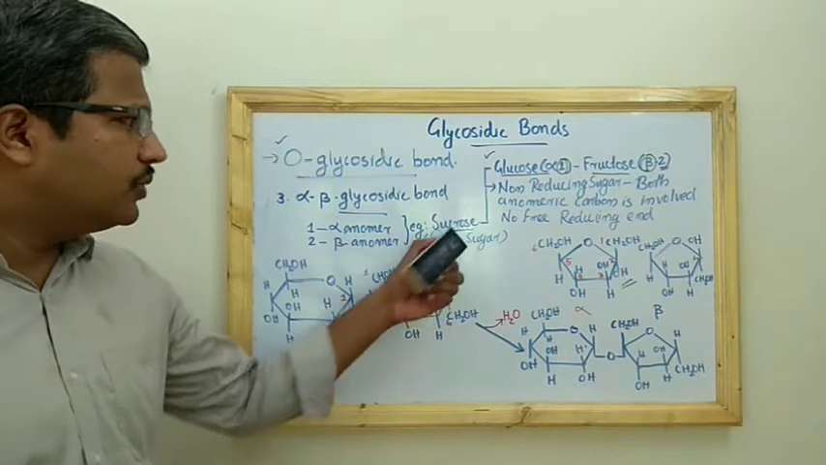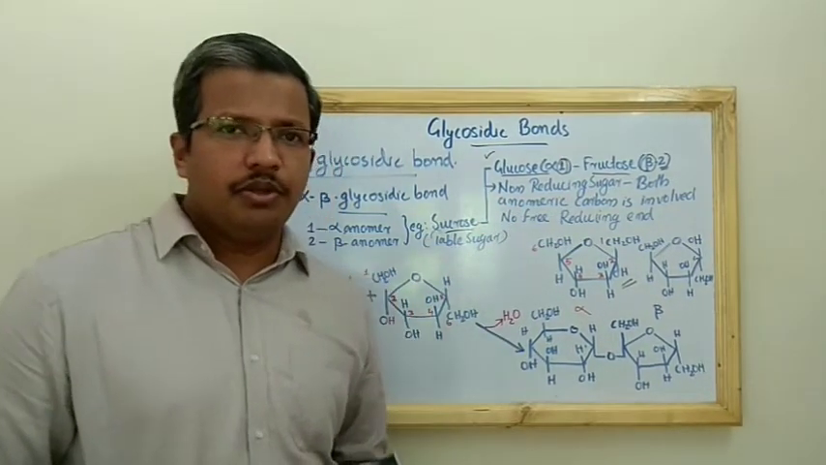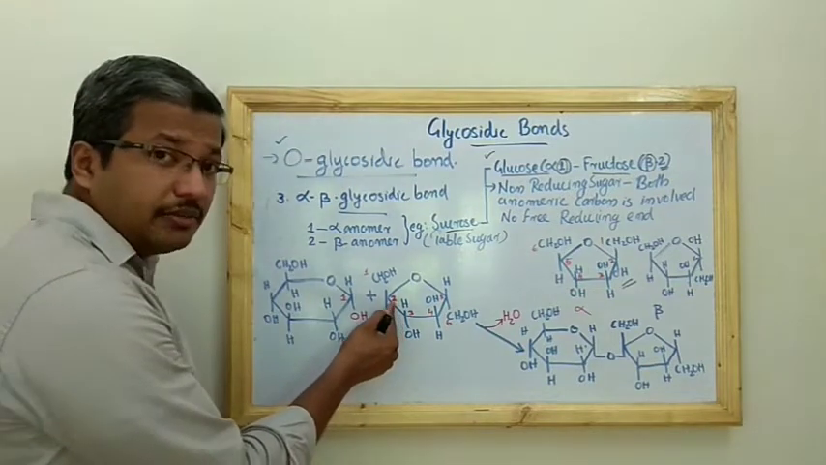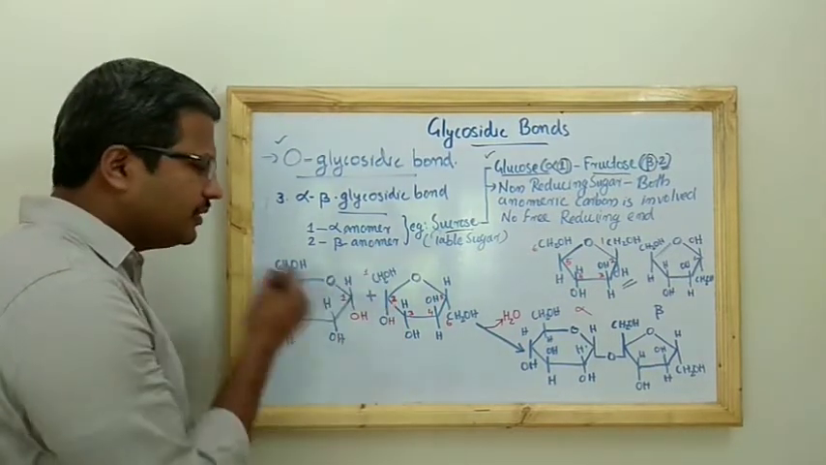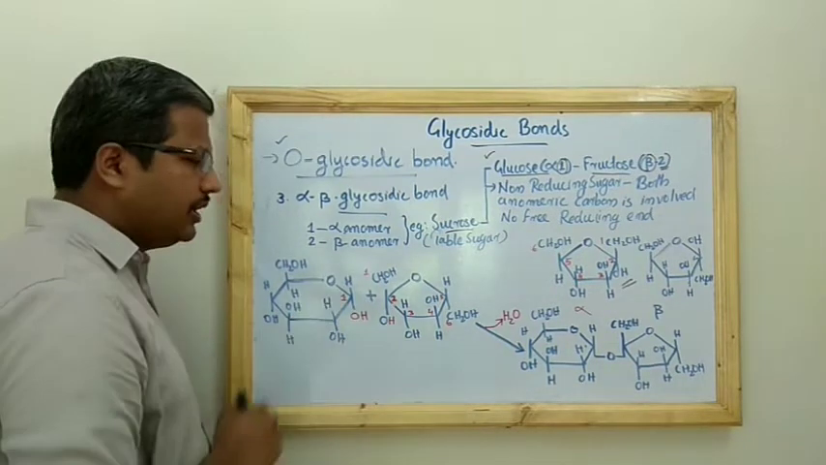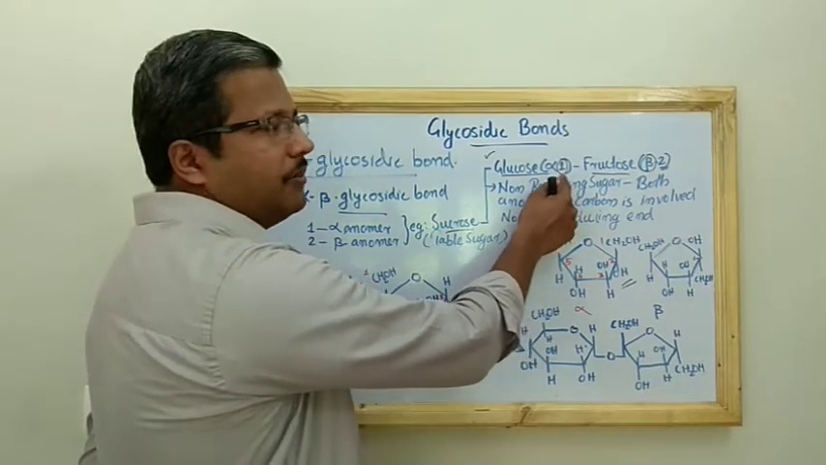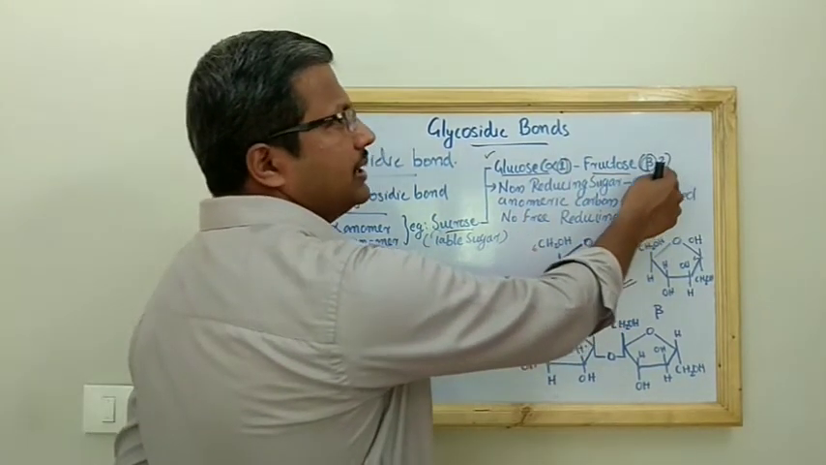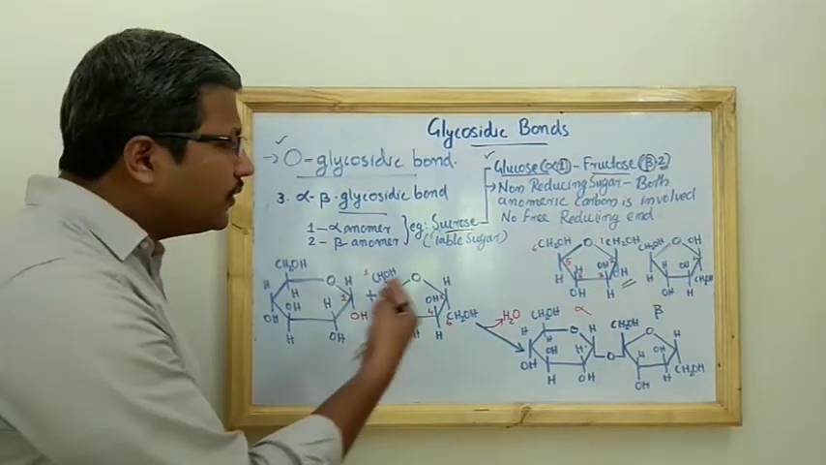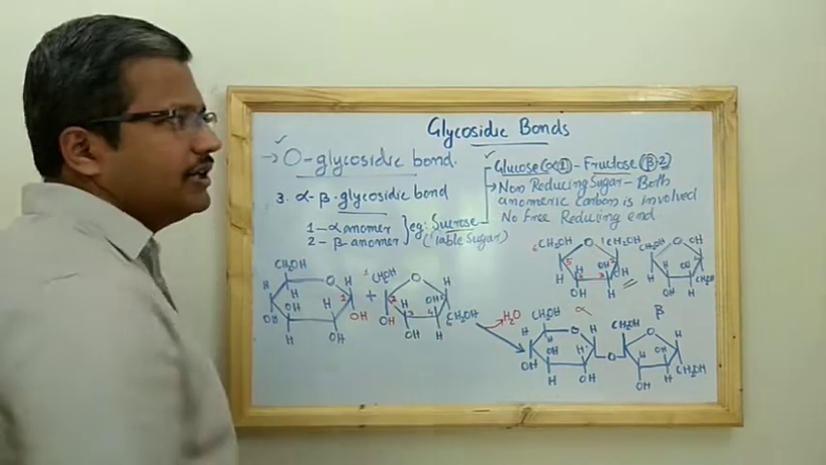Now, we have said that sucrose is a non-reducing sugar. Because we can see that in case of the fructose, the second carbon is the anomeric carbon, that is the functional group carbon. In case of the glucose, the first carbon is the anomeric carbon. We can see that the alpha 1, the first carbon, and beta 2, the second carbon, are involved in the bonding. So, in the sucrose molecule, there is no free reducing end.